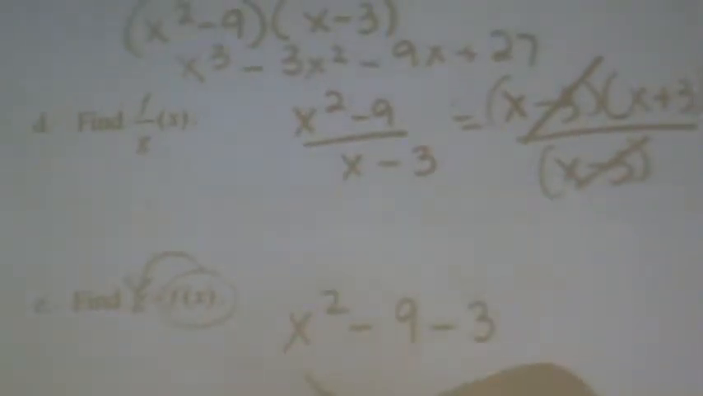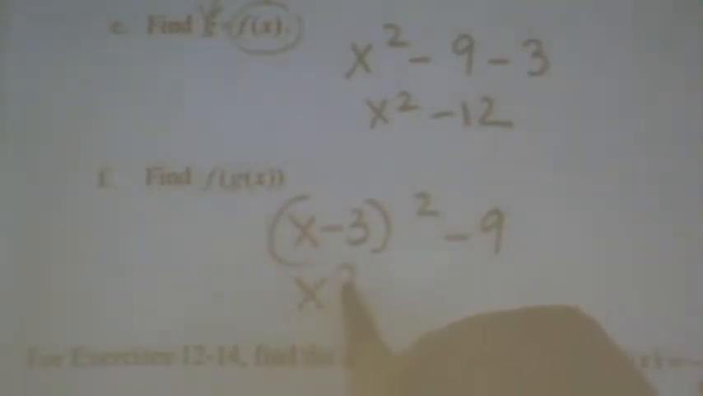And now, how do you do these composition ones? G of f of x. This is saying take the f function and plug it into the g function. Well, here's the f function. If you plug this into g, right here, you get x squared minus 9 minus 3. So your answer would be x squared minus 12.